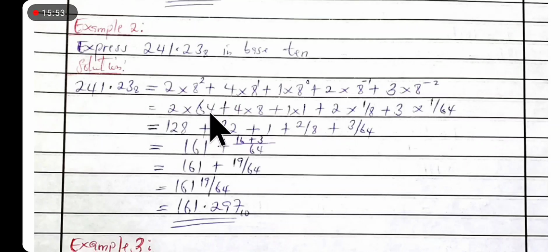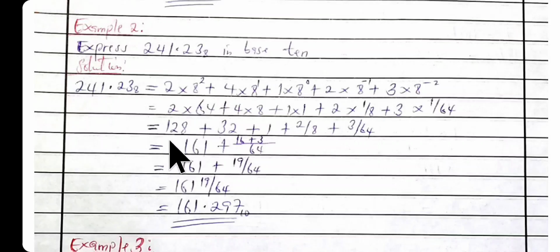All right, so 2 times 64 is 128. Then plus 4 times 8 is 32. Plus 1 times 1 will give us 1. Then 2 times 1 over 8. So it's going to be 2 times 1 all over 8. That's why we have 2 over 8 here. So 2 times 1 is 2, so it's over 8. So this is what we have. Plus 3 times 1 is 3 over 64.